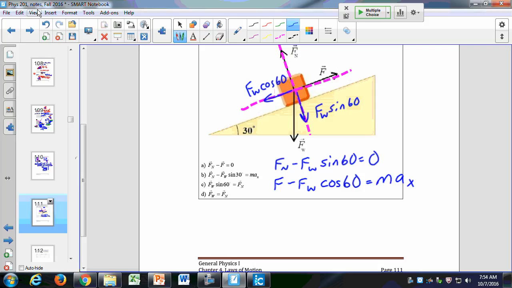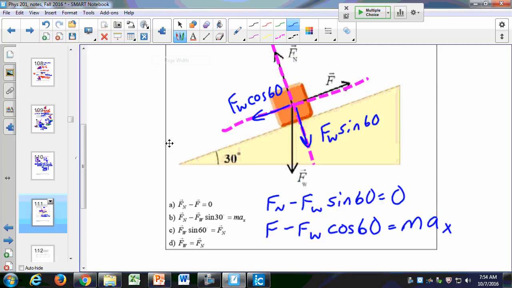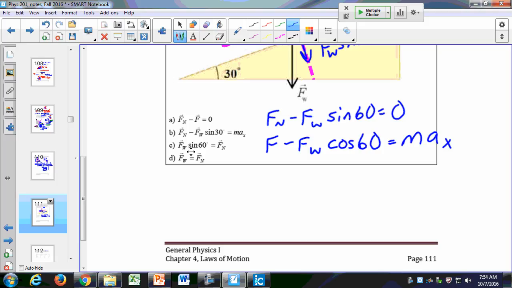So let's look at these. Fn minus F, that's not correct because F is in the x direction, Fn is in the y direction. So they're not in the same equation. They're independent of one another. This next one, Fn minus Fw sine 30 equals MAX. That's not correct for a couple of reasons. Fn is a y component force and AX is an x acceleration, so they're not related. And then this Fw sine 30, this is the x component of the weight. And so it's also not related to the normal force.